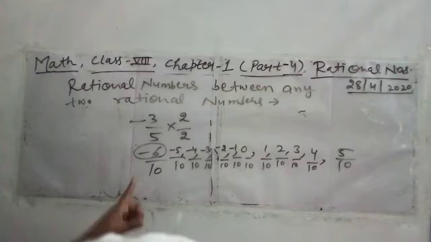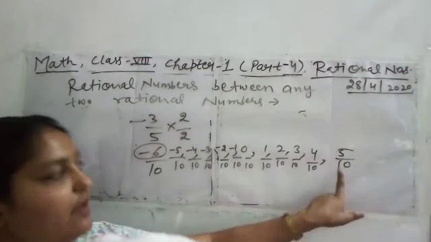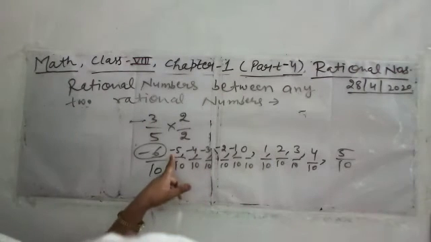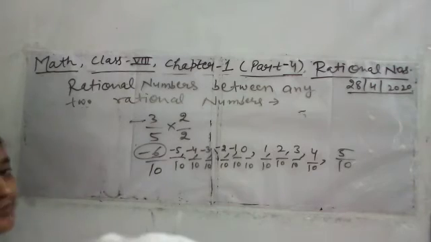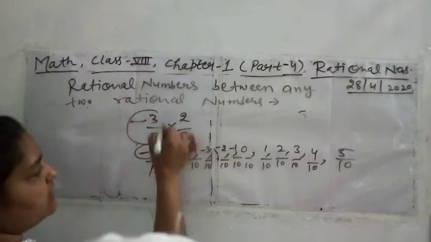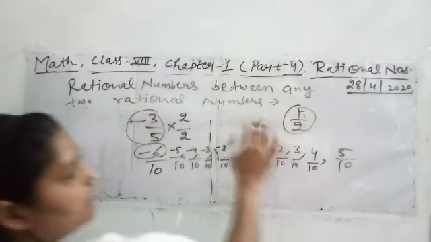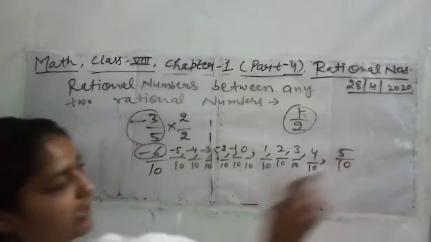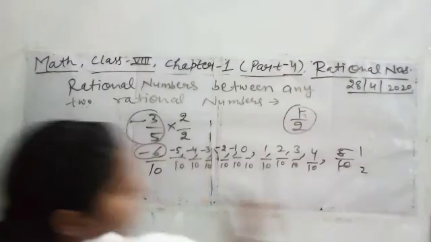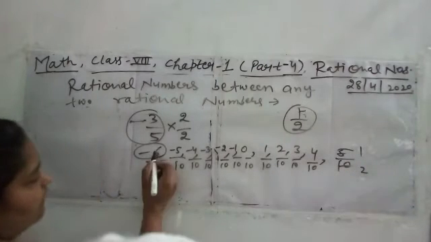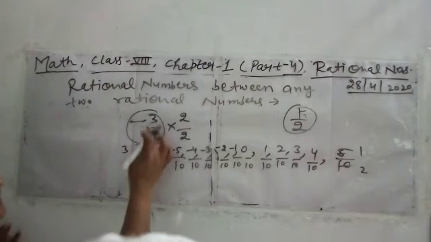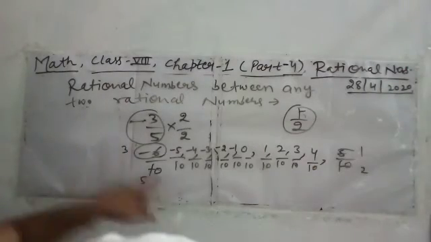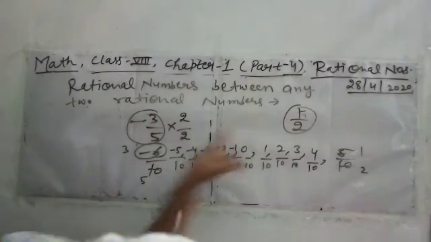Now you can say that between minus 6 upon 10 and 5 upon 10, there are how many rational numbers? 1, 2, 3, 4, 5, 6, 7, 8, 9, 10. There are 10 rational numbers. Now you will say, ma'am, the question was between minus 3 upon 5 and 1 upon 2, but you have told minus 6 upon 10 and 5 upon 10. When you cancel, 5 threes are 15... here 2 threes are 6, 2 fives are 10, you will get the same numbers, minus 3 upon 5 and 1 upon 2. So you can say there are 10 rational numbers between minus 3 upon 5 and 1 upon 2.